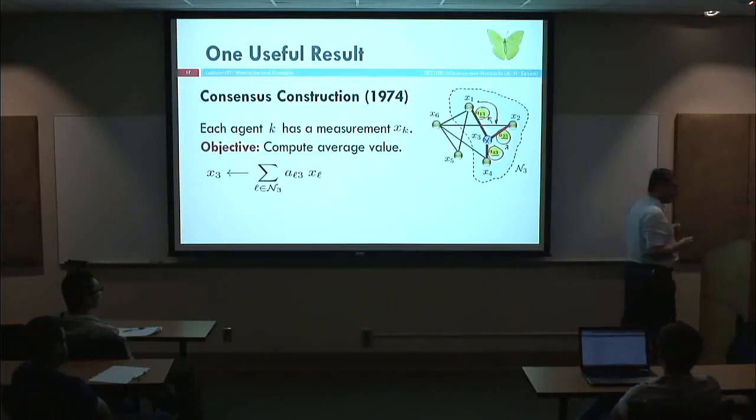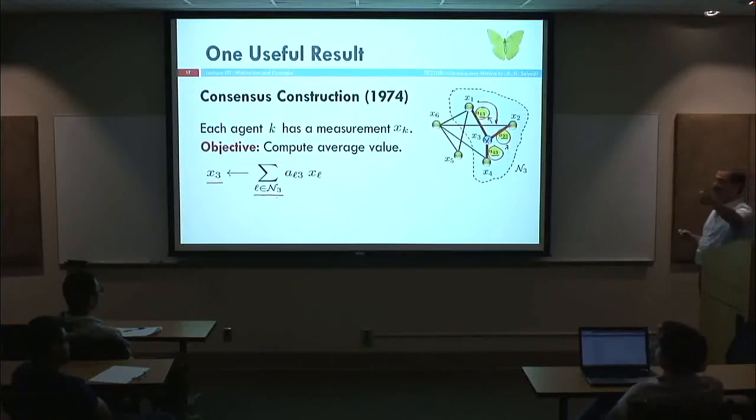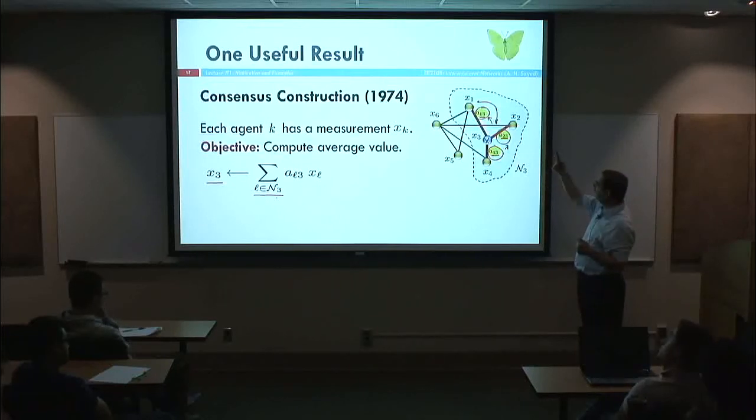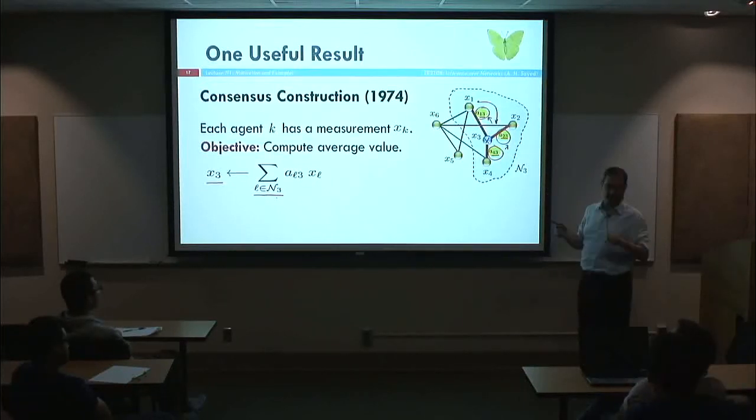So what the consensus construction does is the following. Let's look at agent 3. Agent 3 has neighbors. So N sub 3, that's the neighborhood of agent 3. The neighborhood of agent 3 here consists of agents 1, 2, 4, and agent 3 as well. Okay?